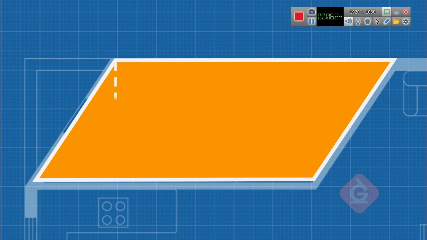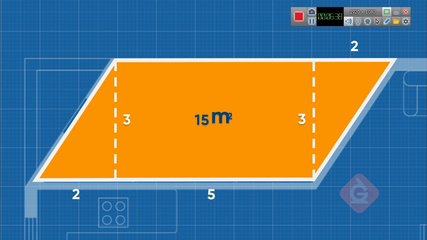It looks like we can decompose the parallelogram into 1 rectangle and 2 triangles. I see. The rectangle is 5 meters long and 3 meters wide. 5 times 3 equals 15. So its area is 15 square meters. This triangle has a base of 2 meters and a height of 3 meters. 3 times 2 is 6 square meters, and half of that is 3 square meters. And look, this triangle has the same measurements, 3 meters by 2 meters. So it would also have the same area, 3 square meters.